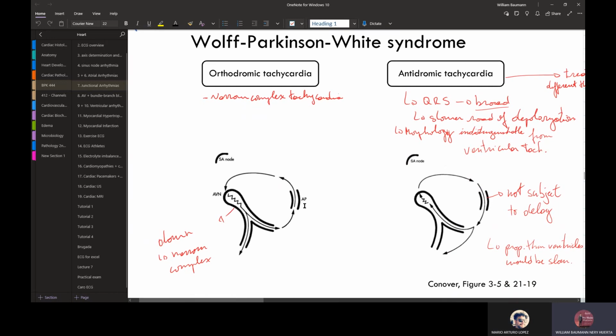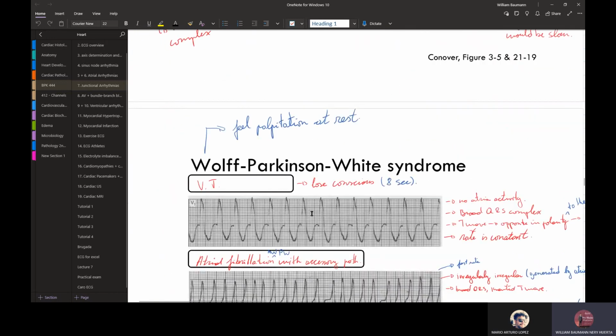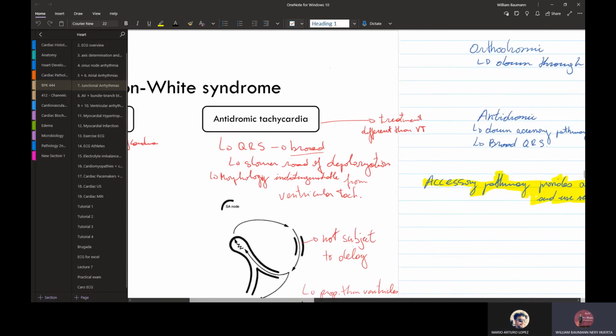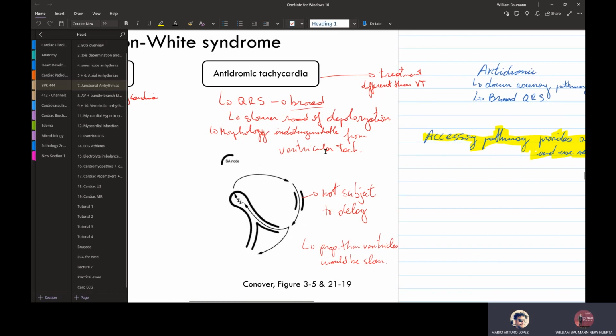I do remember this being a bit challenging, but we can take a look at it. It says that there's the orthodromic tachycardia and antidromic tachycardia. You're going to have a narrow QRS complex on this one. And on this one, you're going to have a broad QRS complex, which is the one that is more recognizable and more frequent as well.